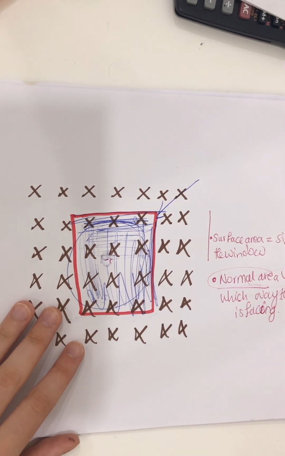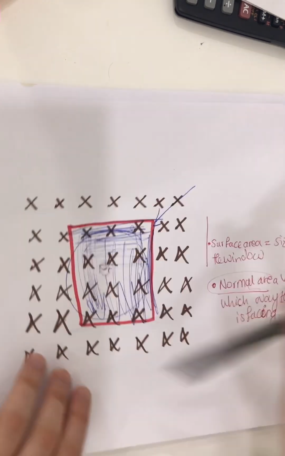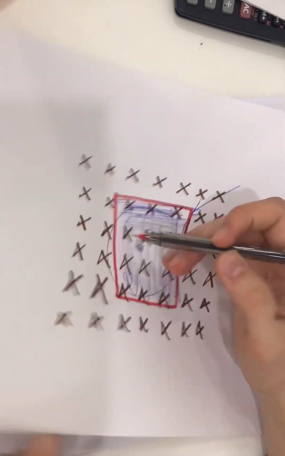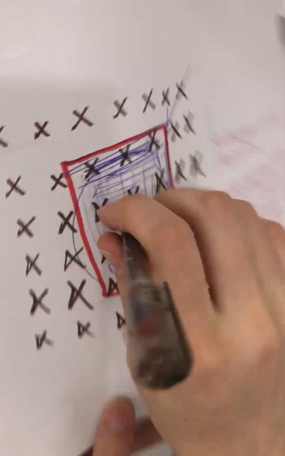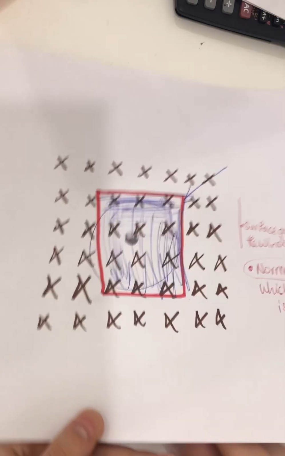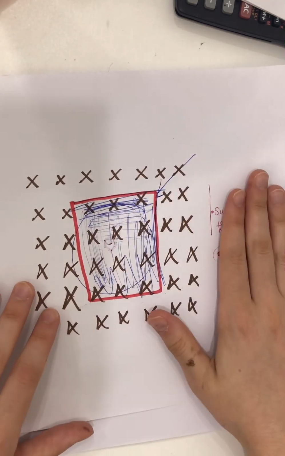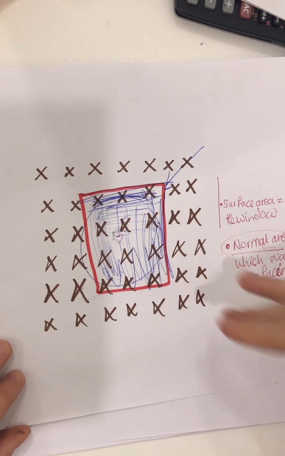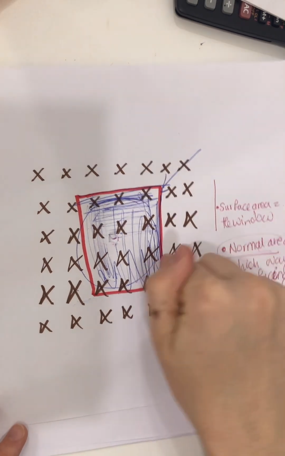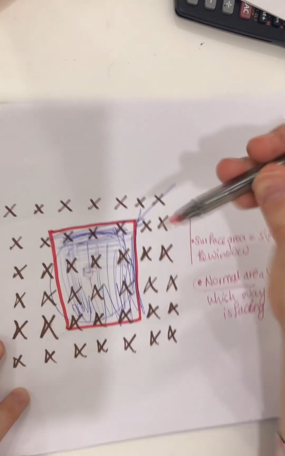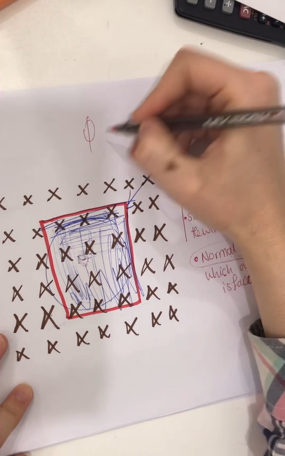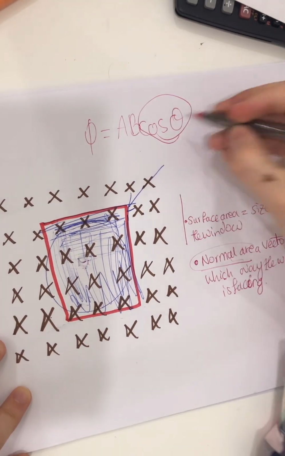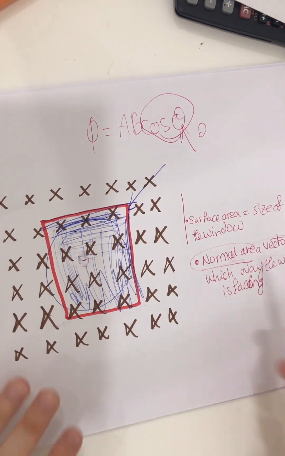The way the window is facing, obviously, I can't draw something like this. But imagine this window, it's either facing upward or downward. Either way, it is parallel to the magnetic field. So either way, AB cosine theta, this angle between them is going to be 0 because it's parallel. The normal area is parallel.